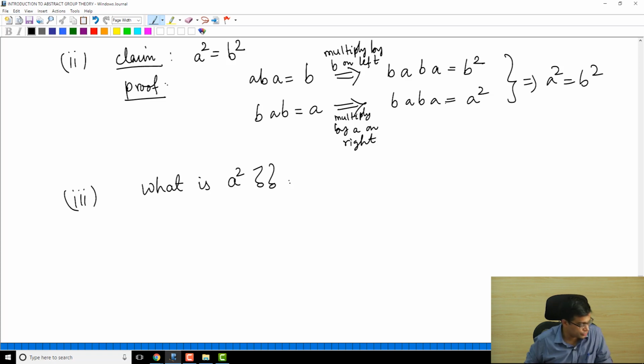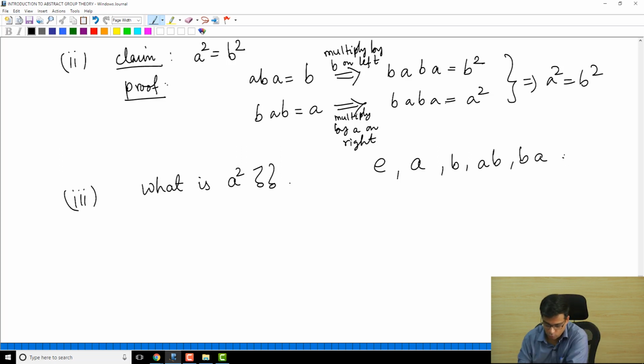Okay, so that is what I want to do now. A squared: again there are 5 possibilities, right: E, A, B, AB, BA. So, let me immediately rule out everything other than E.